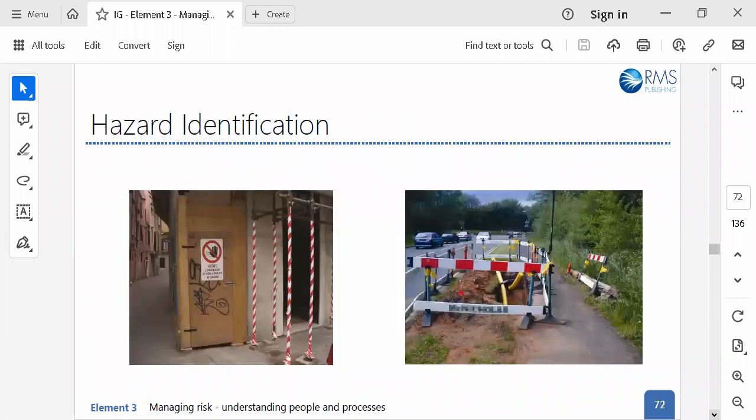For hazard identification, we can inspect the workplace, or we can analyze the task and break down the job into small components. When we break down the task into small components, we can identify the hazards in each component or each step, and then we can give the control measures according to that.